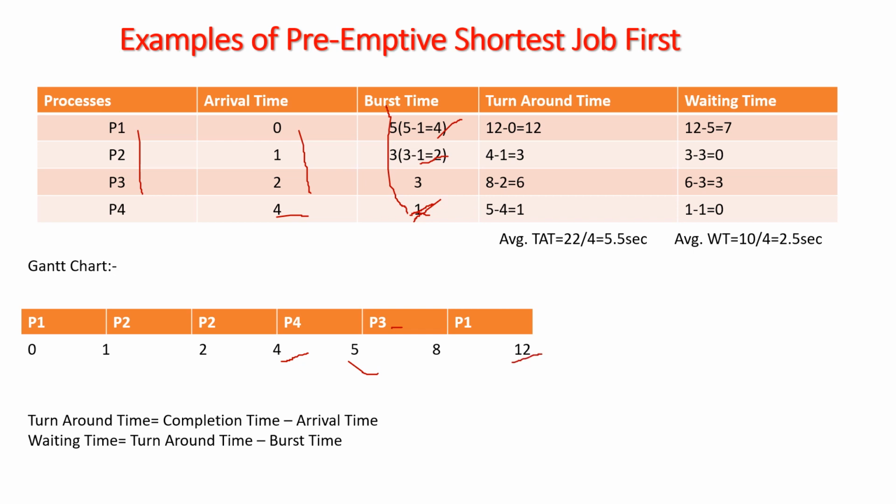Now we have to calculate the turnaround time. What is the formula for calculating the turnaround time? Completion time minus arrival time. So what is the completion time of process P1? 12. The arrival time is 0. So 12 minus 0 is 12.